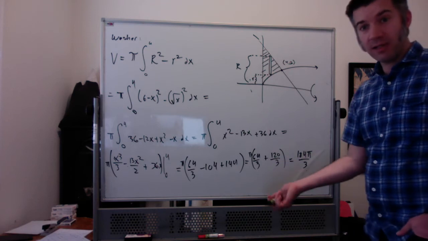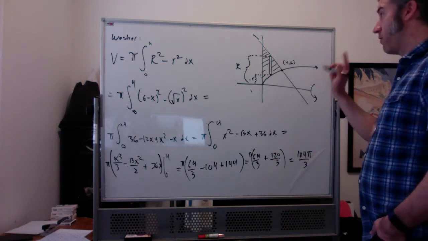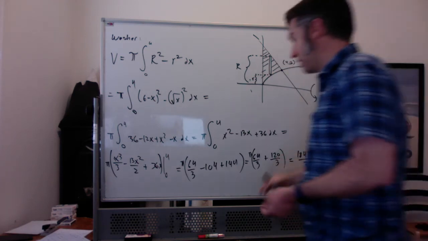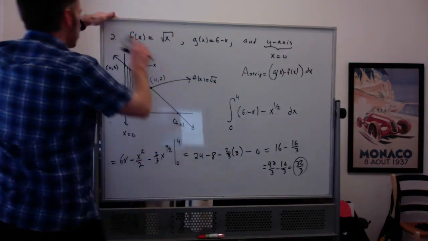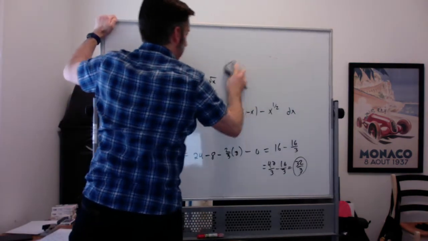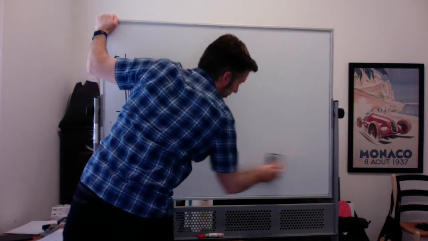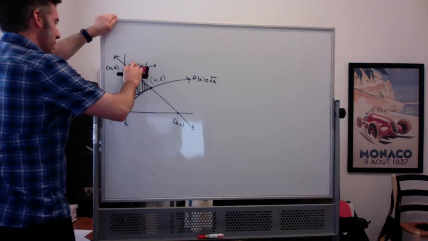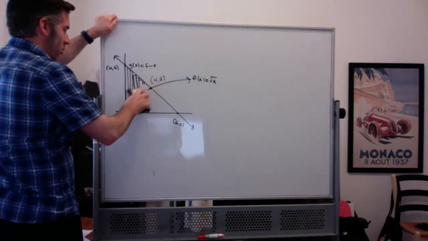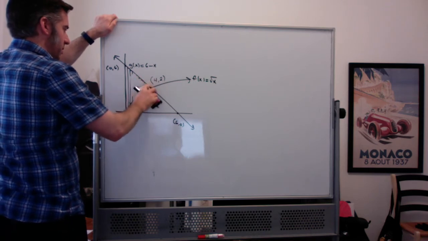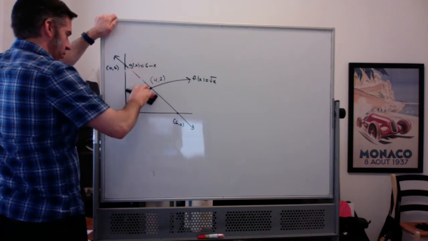Okay, finally, the last question is to set up the volume for revolving around the y-axis. So it's going to be the same region. Let's see, let me go to the other side here. Same region, but now I'm revolving around the y-axis. And the issue with that is that we have to do things in terms of y instead of in terms of x. Meaning I have to draw horizontal strips instead of vertical strips.